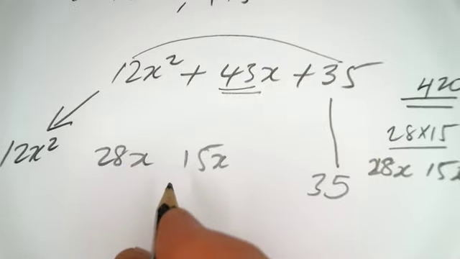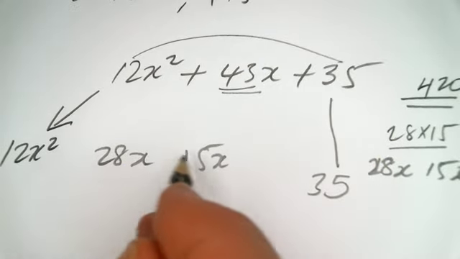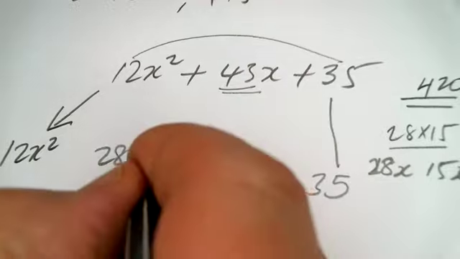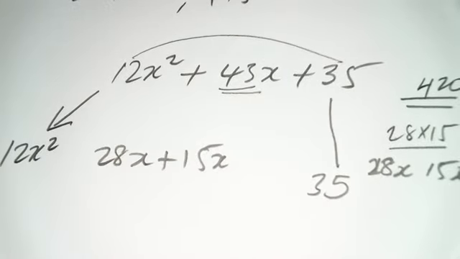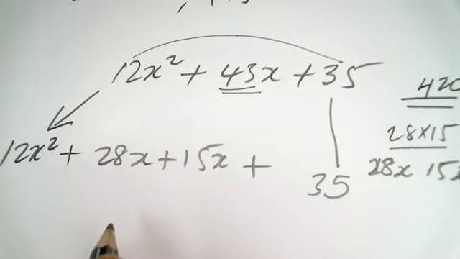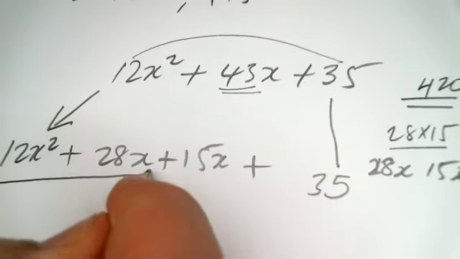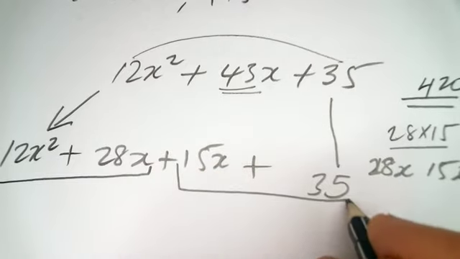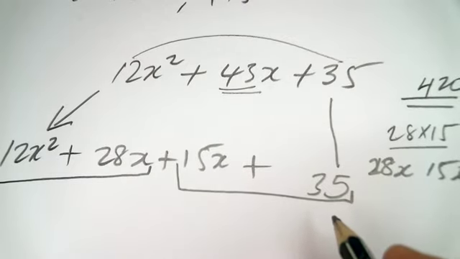We want these two added together to equal 43x, so I can just put a plus in the middle. The pluses are all round because they're all added together. We're going to factorize this bit first, then we're going to factorize this bit, and find out what the common factors are.